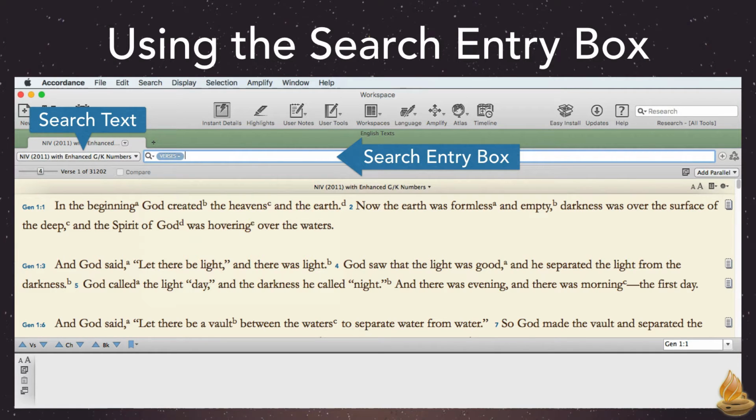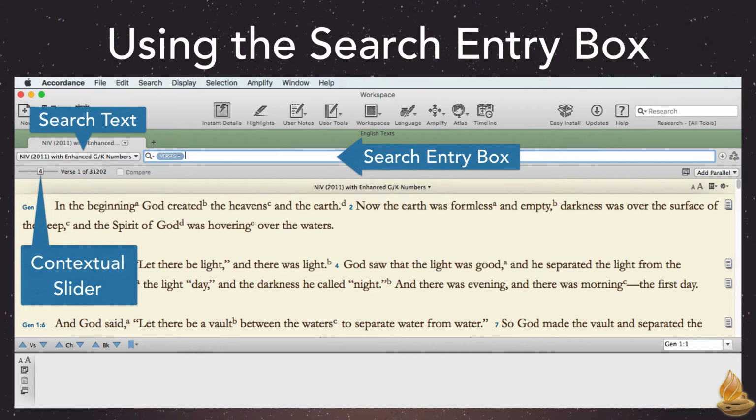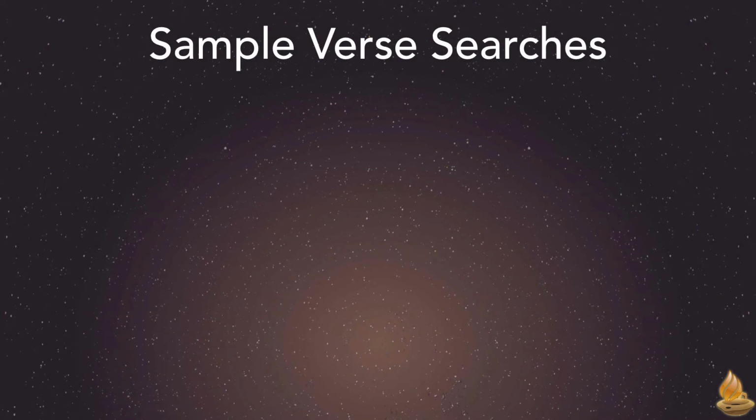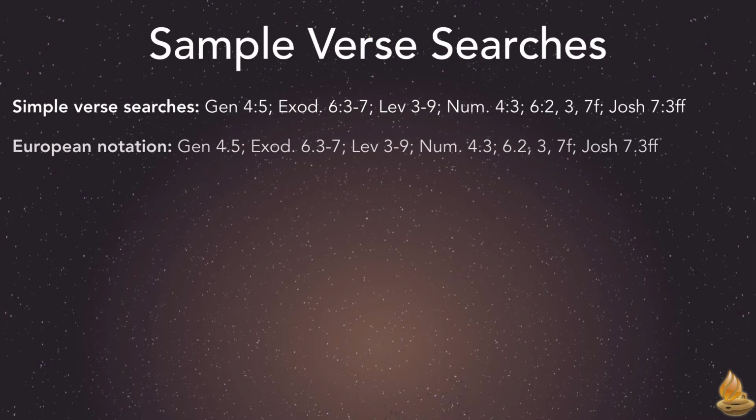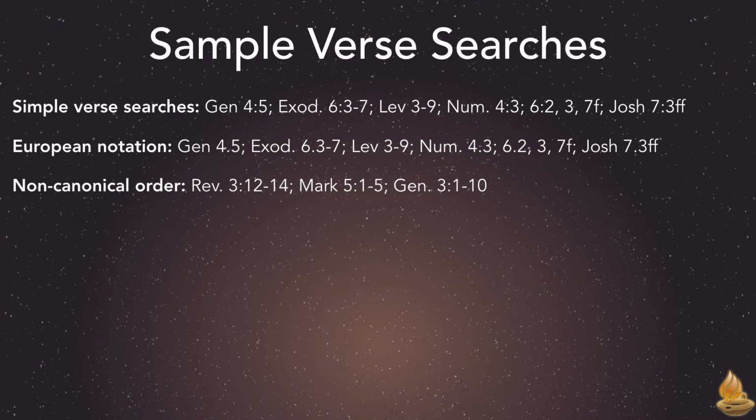You can change that with a context slider, which allows you to display more context before and after your hit verses. You can set it anywhere between all verses and 0 verses, wherever you'd like. Here are some sample verse searches. Accordance will recognize all of them. Any one of these simple verse searches, even if they're in European verse notation. We can also search for multiple verse references at the same time, and if we put them in non-canonical order, Accordance will display them in the order we requested.